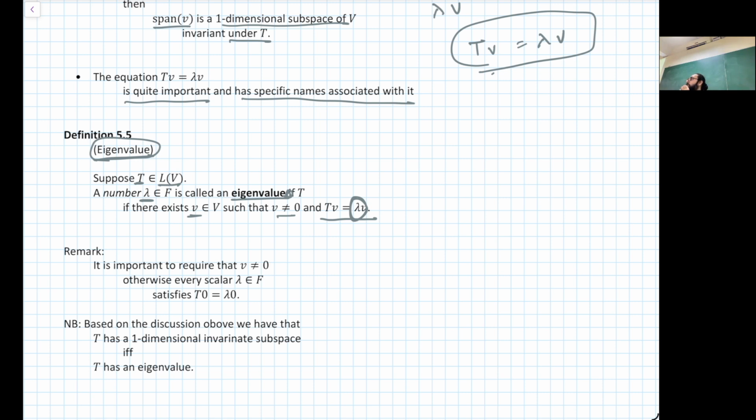Okay, is the definition clear? ALS, A was fine, yeah.